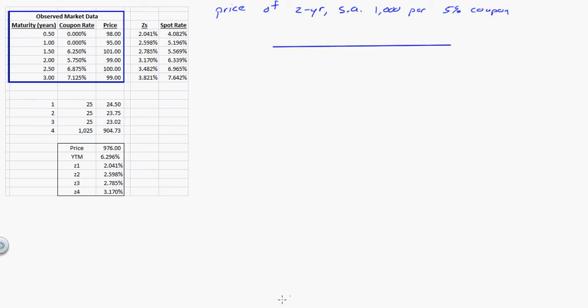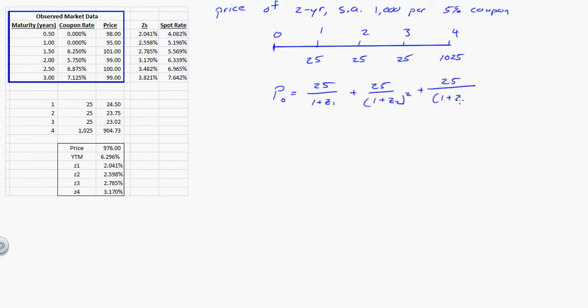Drawing the timeline to me is extremely important. 0, 1, 2, 3, 4, and this is going to pay 25, 25, 25, 1,025. So the price is equal to 25 over 1 plus Z1, plus 25 over 1 plus Z2 squared, plus 25 over 1 plus Z3 cubed, plus 1,025 over 1 plus Z4 to the 4th.